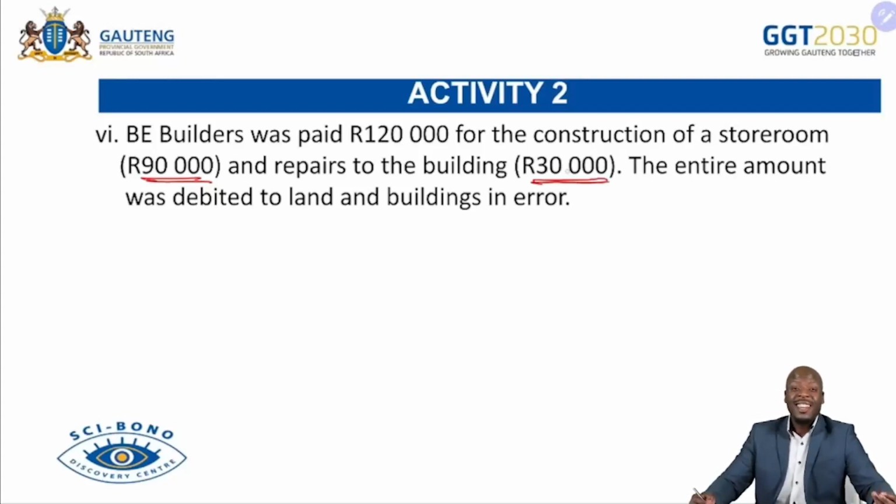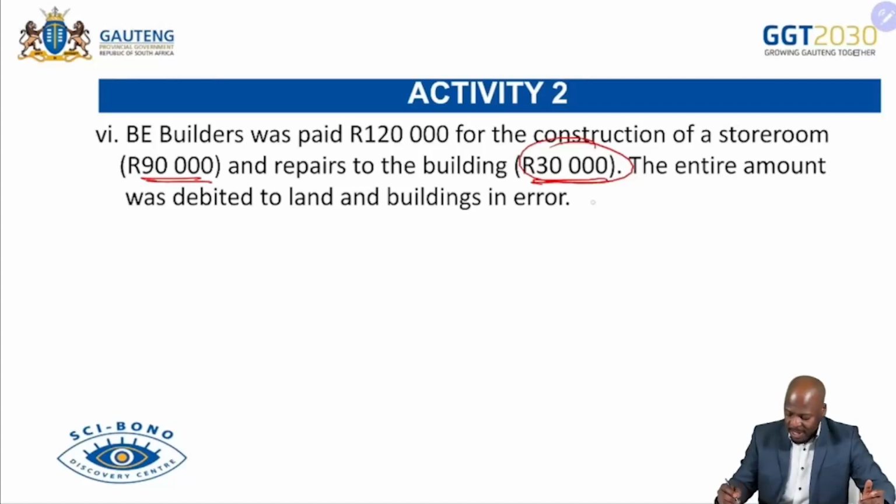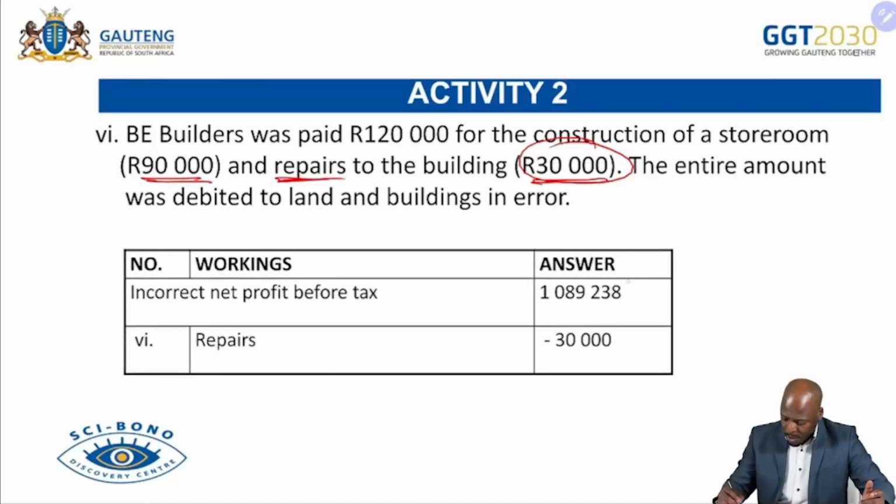They're already telling us it was an error. Why? Because 30,000 is an expense. Repairs are an expense. They must not be debited to the land and buildings. They are not an asset. They are an expense. So they should have gone to the repairs account. That means we now need to record a particular expense. What is the expense, therefore? The expense is repairs. Let's see. In our incorrect net profit, there it is. So we're coming to say minus 30,000. We are recording our repairs. Let's quickly go on to the next aspect.